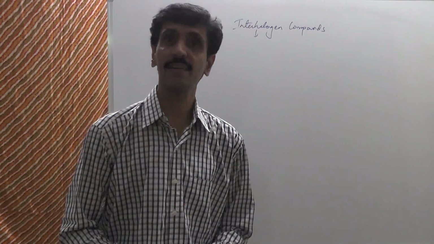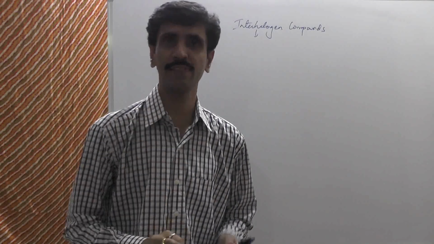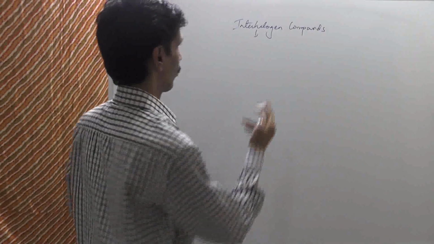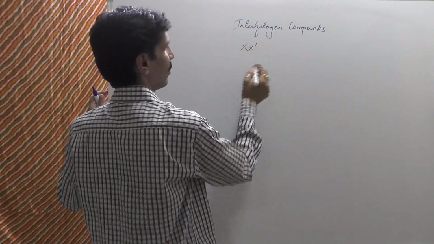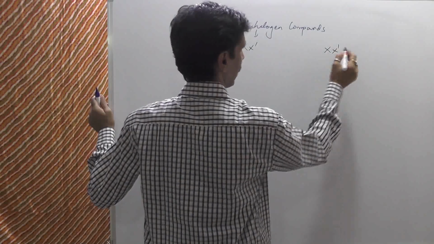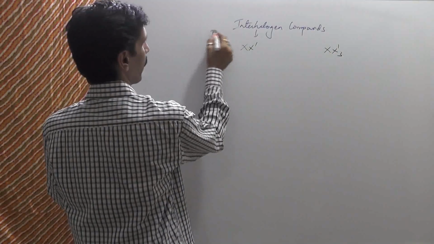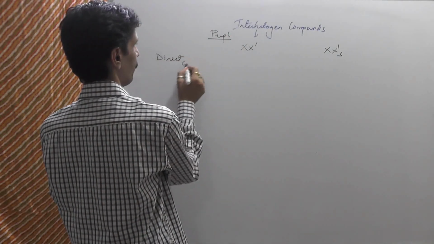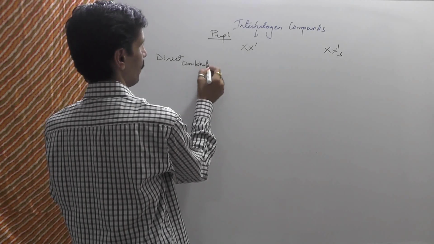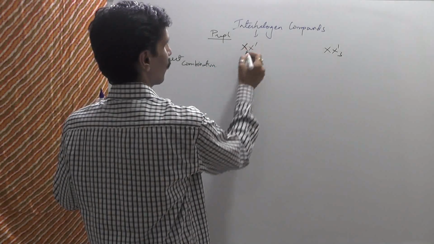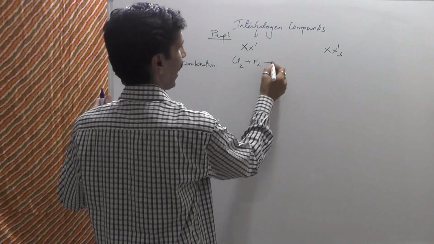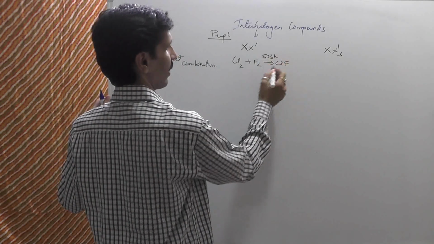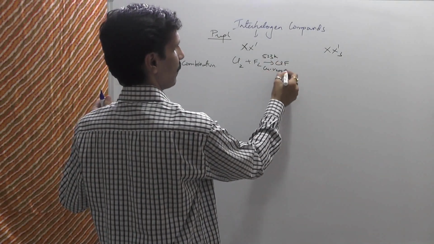Now my dear friends, we'll discuss about the preparation of some of the important types of interhalogens, and that is XX' and XX'3. So the first category is XX' and the other one is XX'3. Now here when you talk about the preparation method, the first one is by direct combination. So we have Cl2 plus F2, and that's going to give you ClF. The reaction takes place at around 523 Kelvin in presence of copper vessel.